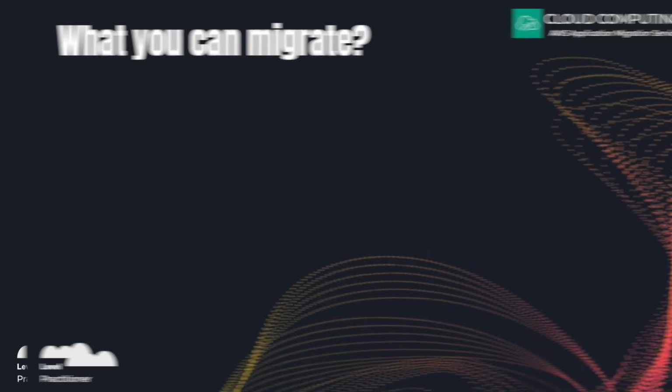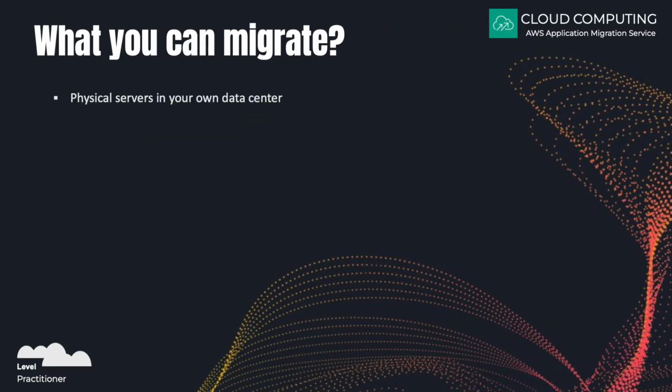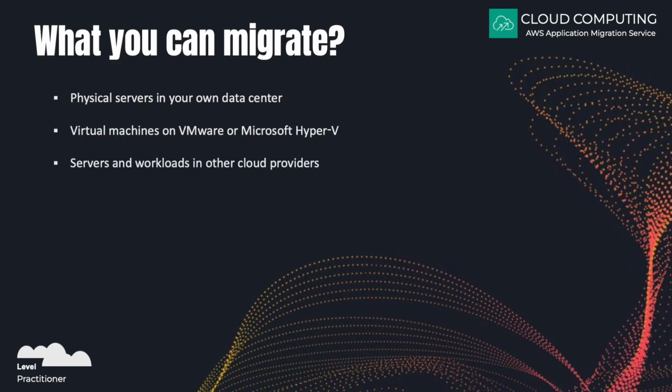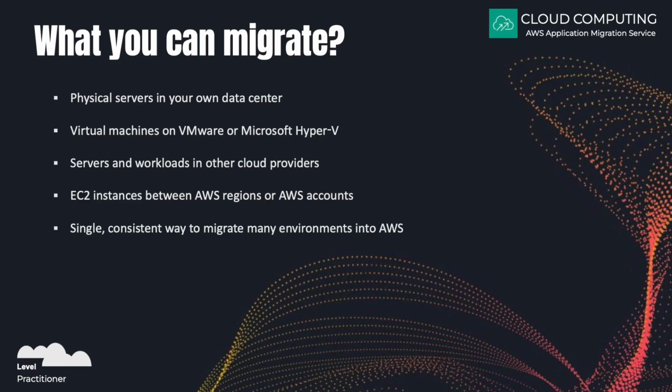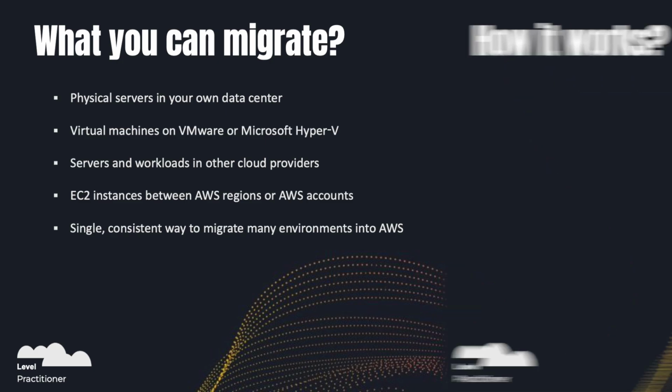You can use this service to migrate physical servers in your own data center, virtual machines running on platforms like VMware or Microsoft Hyper-V, servers and workloads running in other cloud providers, even EC2 instances that you want to move between AWS regions or between different AWS accounts. So you get a single, consistent way of migrating many kinds of environments into AWS.